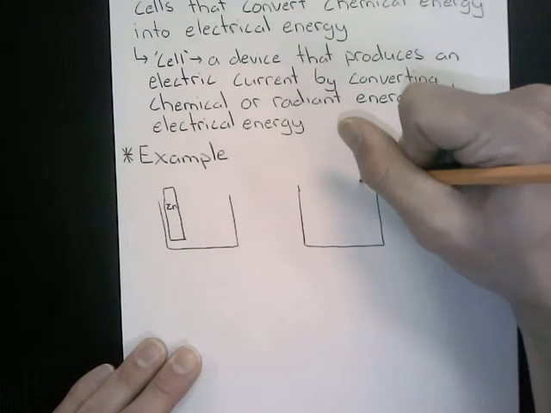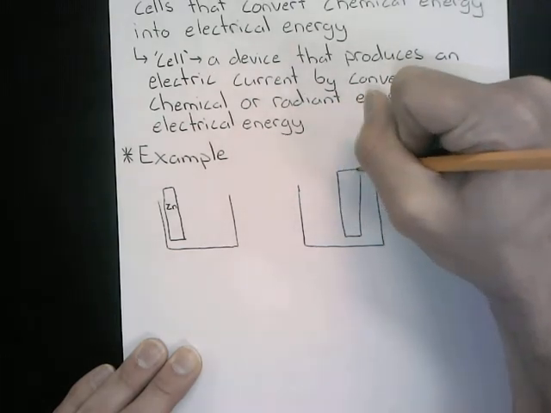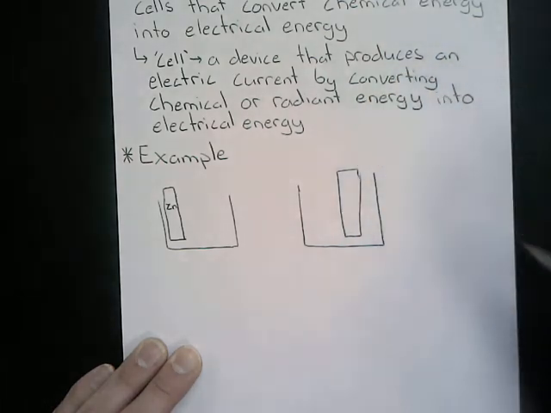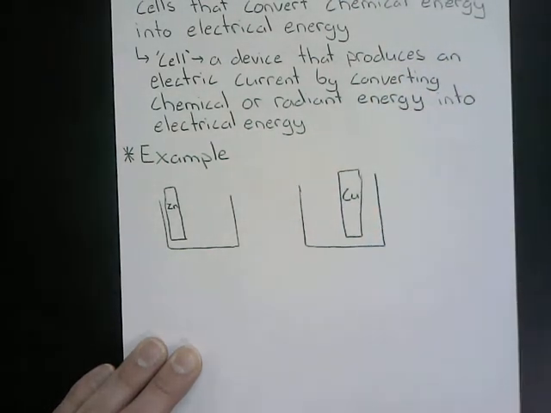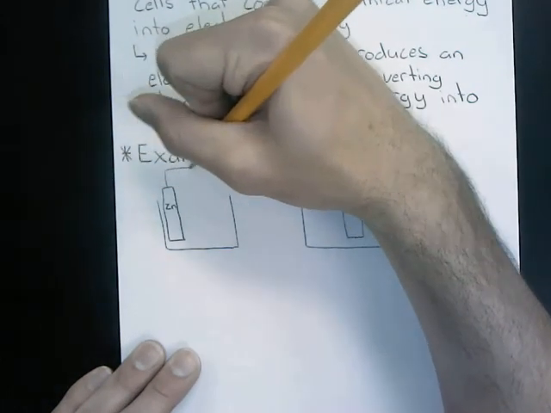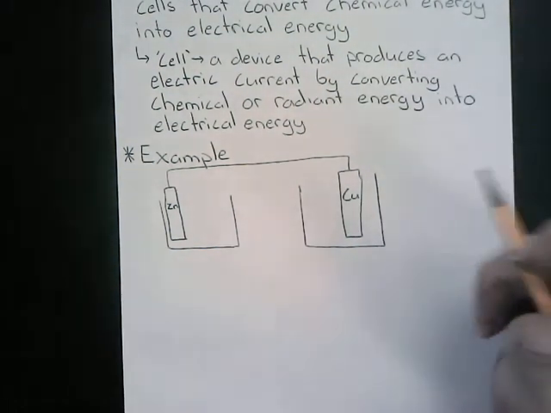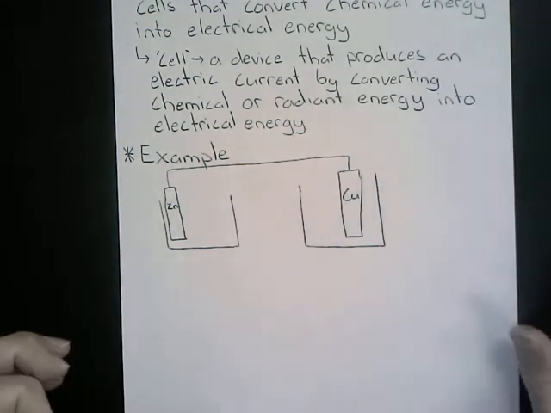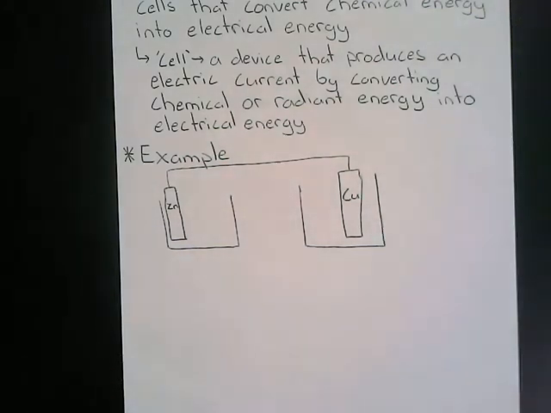And then over here, I'm going to make another rectangle piece of metal, and this piece of metal is going to be copper. So I'll label that as the symbol for copper, and then I'm going to connect these with a wire, okay? And so in this wire, we're going to show the flow of electrons.